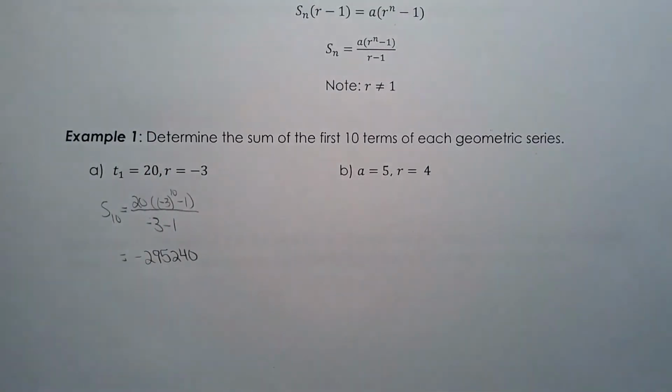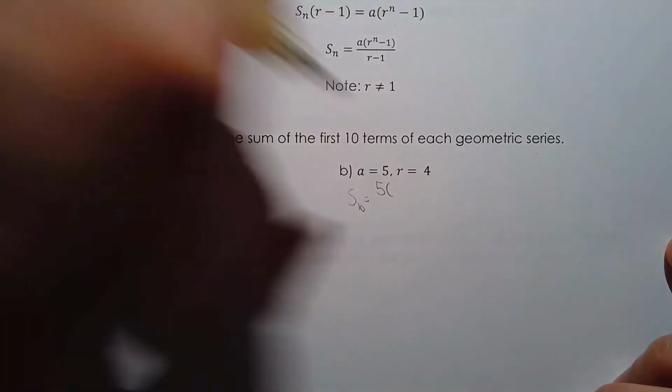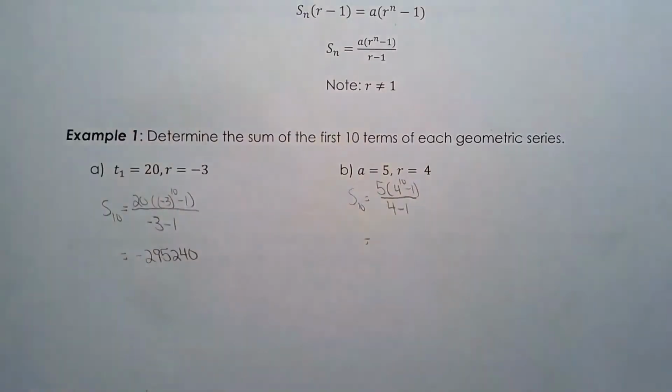All right. For the next example, we have the first term is 5 and the common ratio is 4. Let's find the sum of the first 10 terms. So 4 to the 10. Okay, wow, huge. 1,747,625.